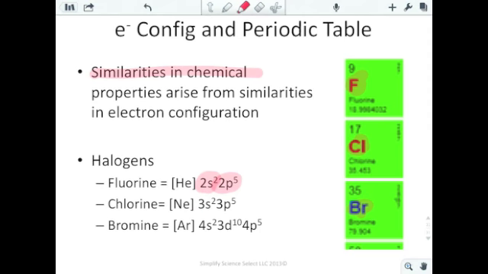3p5. Again, a 2 and a 5. Different energy level, but we see the 2 and the 5. And with bromine, we have 4s2, 4p5. So in the outermost energy level, their valence electrons, they have the same electron configuration. That's what gives them the same types of properties.